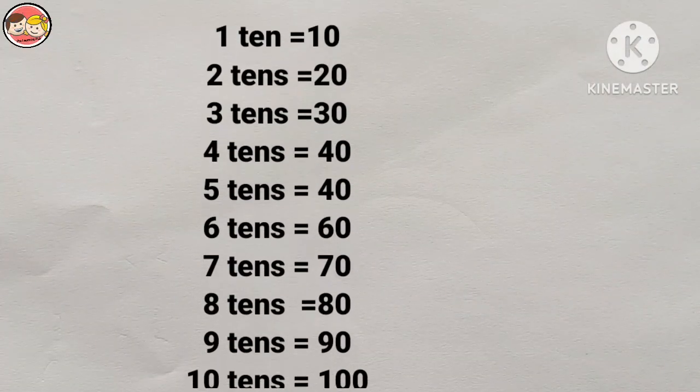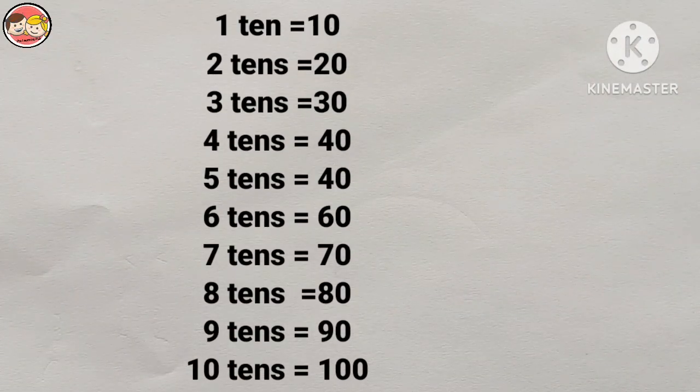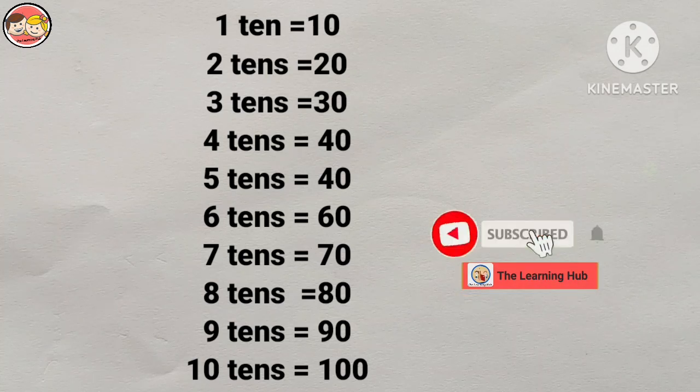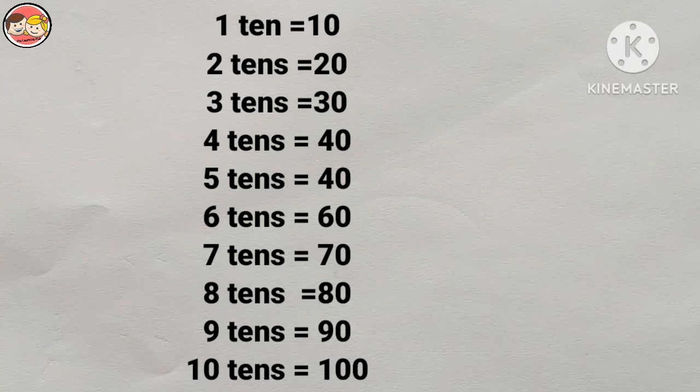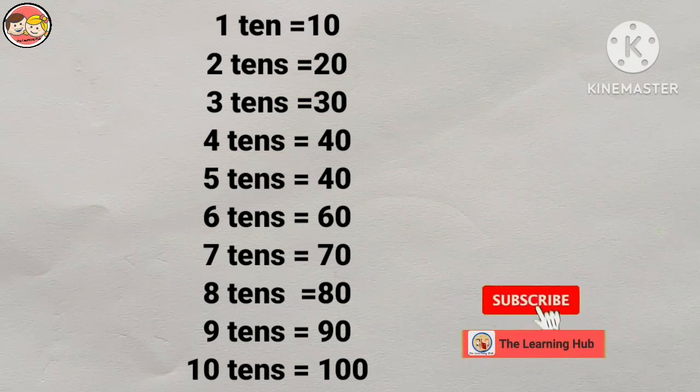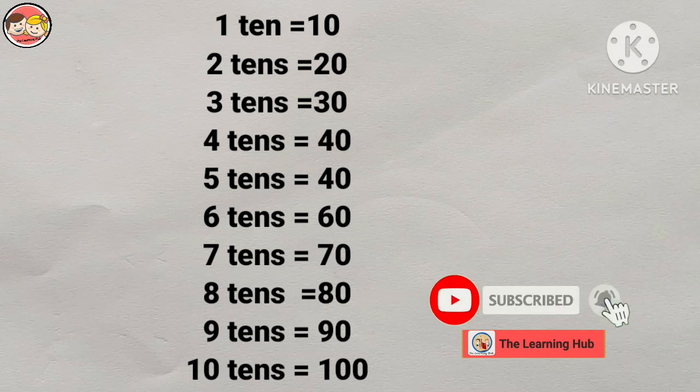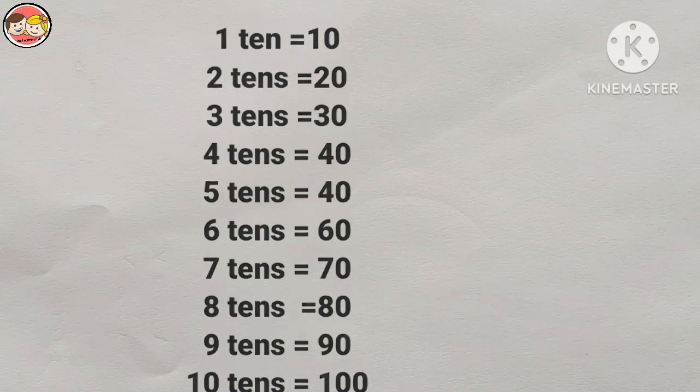So children, if 1 ten means 10, 2 tens means 20, then 3 tens means 30, 4 tens means 40, 5 tens means 50, 6 tens means 60, 7 tens means 70, 8 tens means 80, 9 tens means 90, and 10 tens means 100.